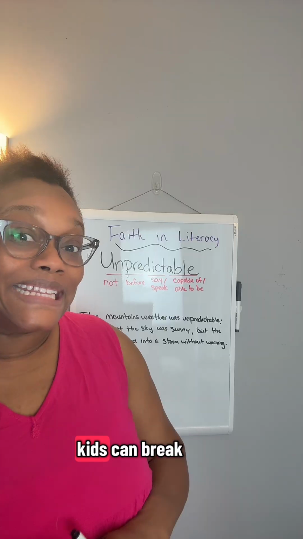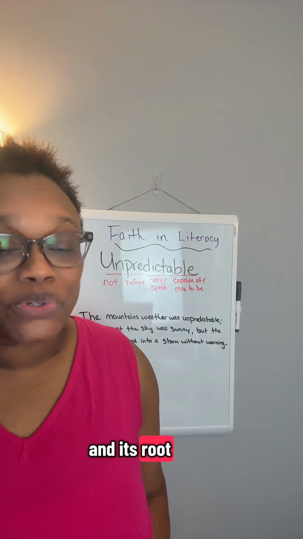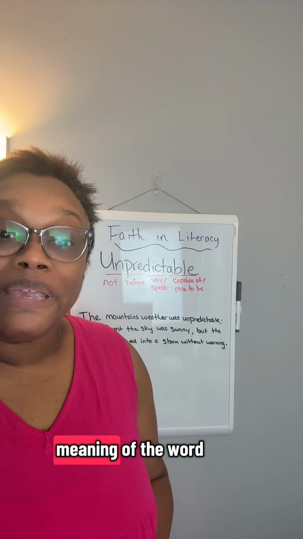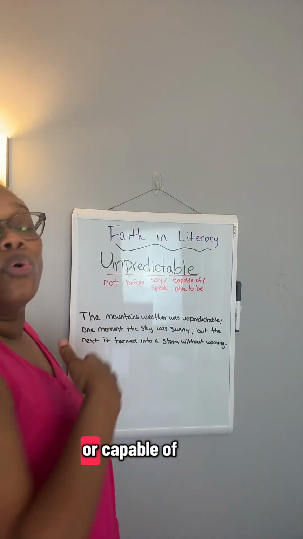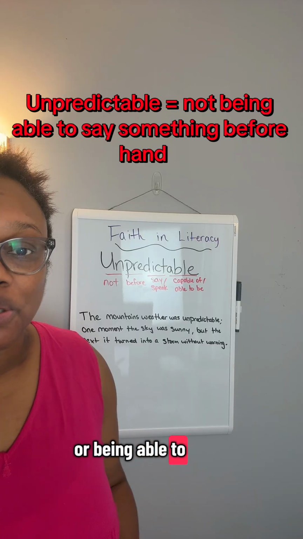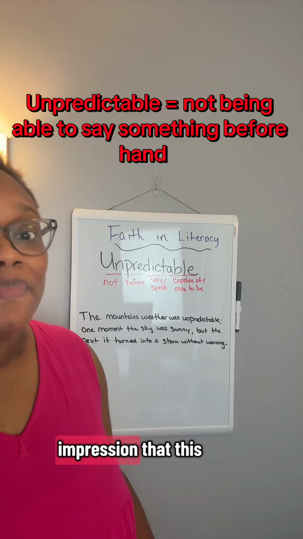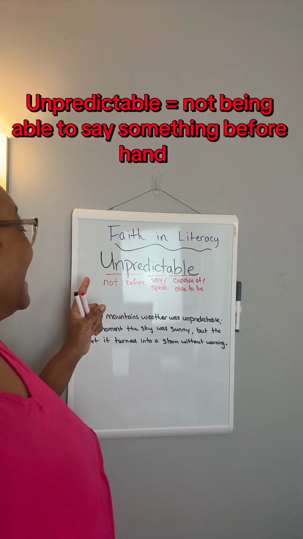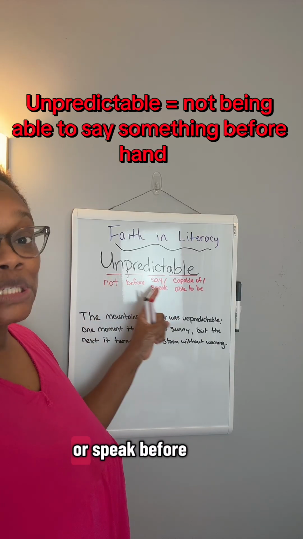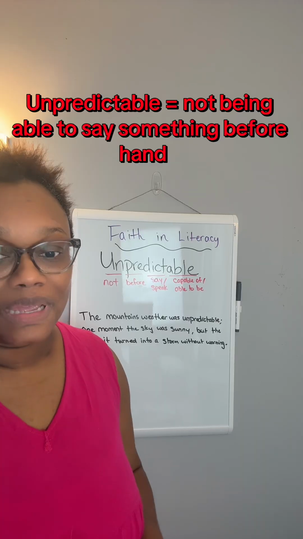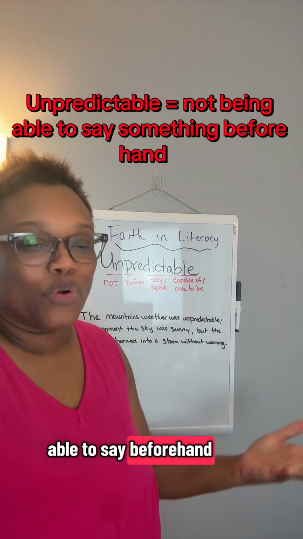So if your kids can break this word up into its affixes and its root, then they can get a general meaning of the word. So here we have not, before, say or speak, and capable of or being able to. So they can use this to basically get the impression that this word means not capable of or not being able to say or speak before. Not being able to foretell something. So not being able to say beforehand.